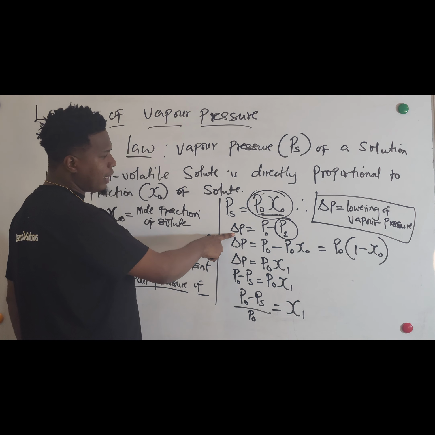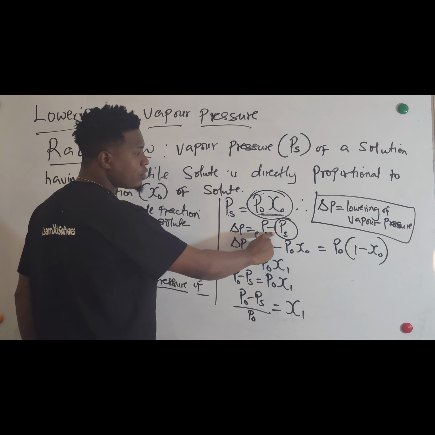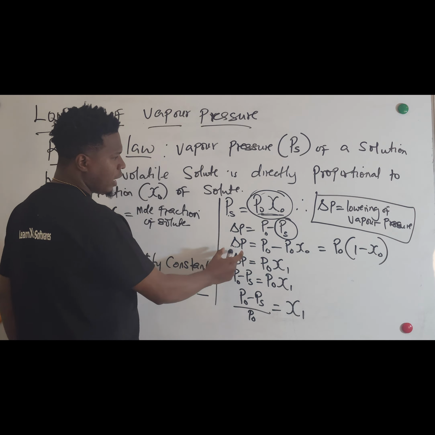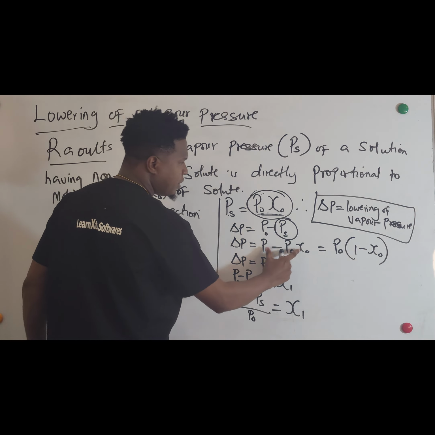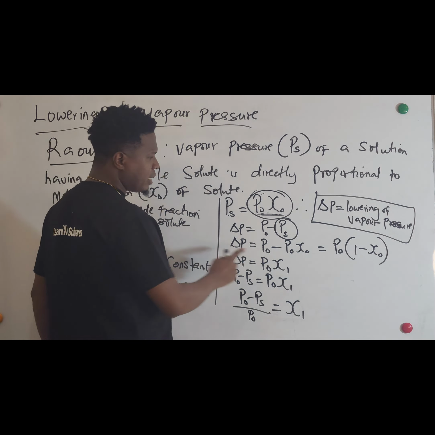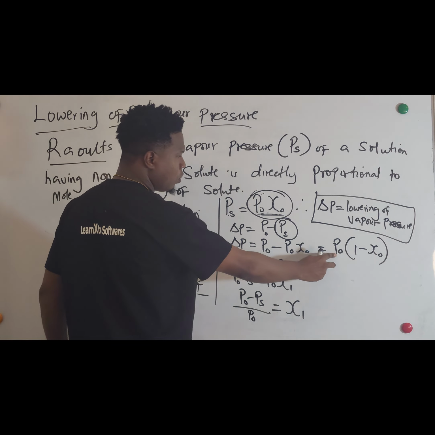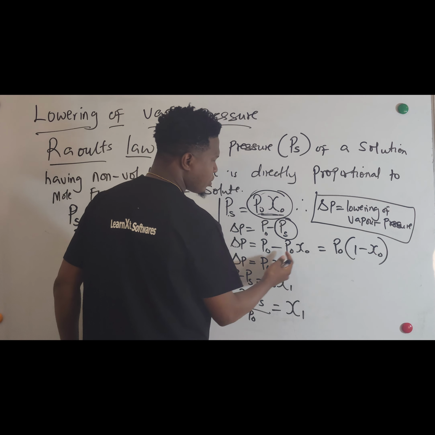Change in P stands for lowering of vapor pressure. The vapor pressure lowering is given by the vapor pressure of the solvent minus the vapor pressure of the solution. That's how we got this. So I have told you how we got this. Substitute this inside this place for PS. We have this. Now you can factorize P naught out. You factorize P naught out, and when you remove it from there, you have 1, so 1 minus X naught.